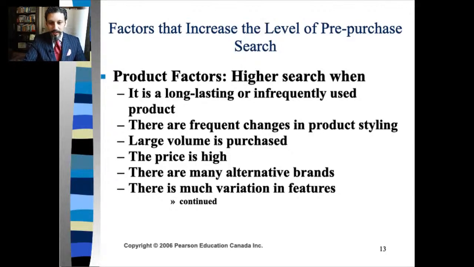So there are a lot of products that you'd have, things of that sort. These are usually what we call white goods, which are longer lasting but perhaps infrequently used. Then we look at the next bit, which is about a product which has frequent changes in styling. If things change frequently, then that is going to impact your search. You have higher search because the style is changing.